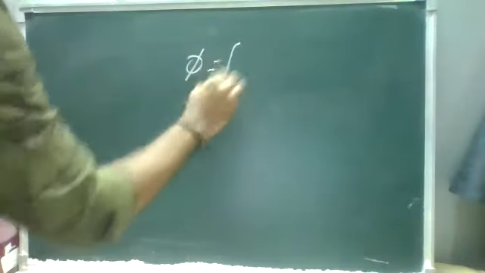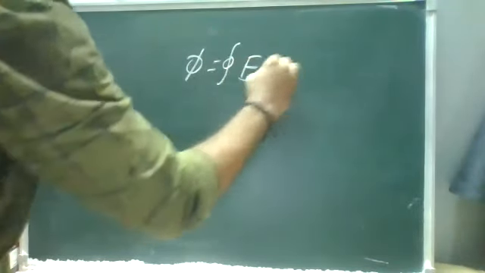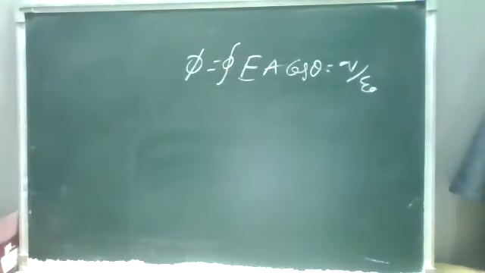If you remember that Gauss law. Okay, Gauss law நம்ம என்ன டிஸ்கஸ் பண்ணிருக்கோம்னா phi is equal to closed integral E A cos theta is equal to Q by epsilon naught. Okay, it is your Gauss law.